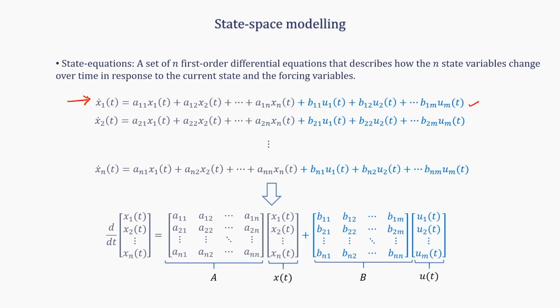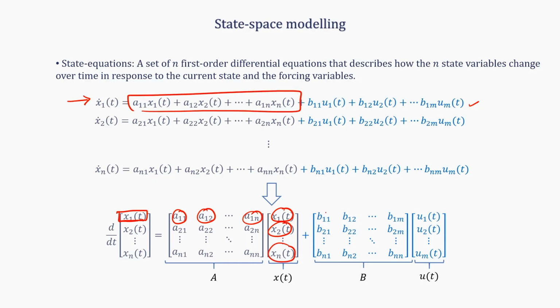So, let us take the first equation, x dot. Look at the first row here. So, this is x dot on the left hand side. On the right hand side, what will you get? A11 x1 plus A12 x2 plus dot dot dot A1n xn. This is what this part is, plus B11 U1 plus B12 U2 plus dot dot dot B1m Um. This is the second part, right.